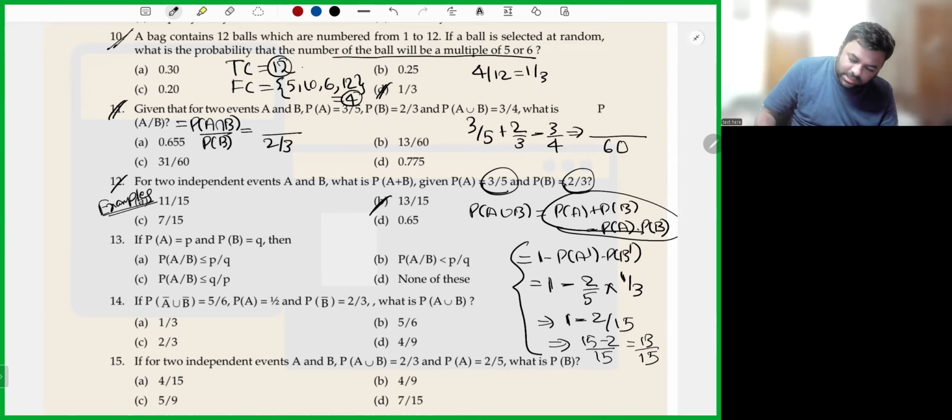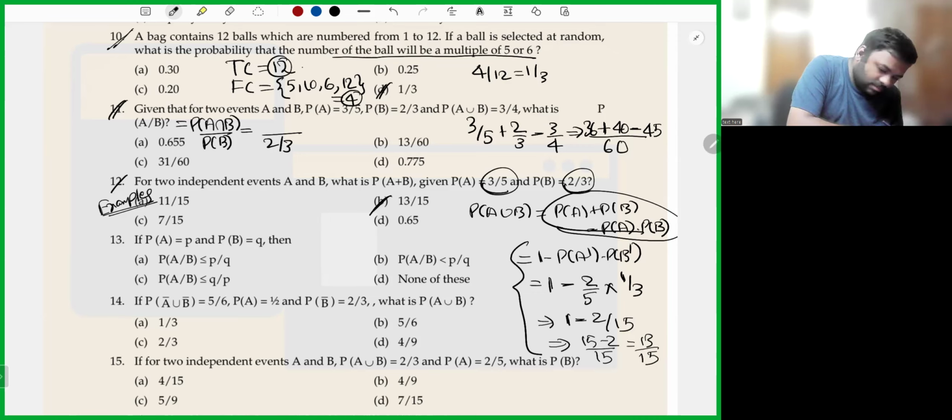So 12 into 5 is 60, 12 into 3 is 36. 3 into 20 is 60, 20 into 2 is 40. 4 into 15 is 60, so 15 into 3 is 45. So 36 plus 40 minus 45, 31 by 60. So 31 by 60.